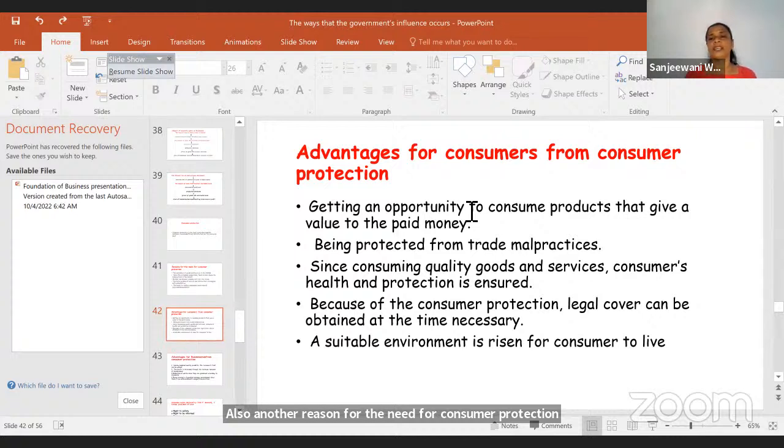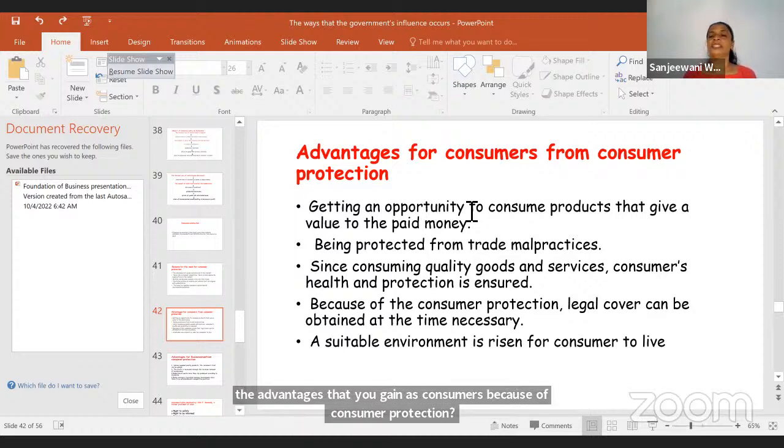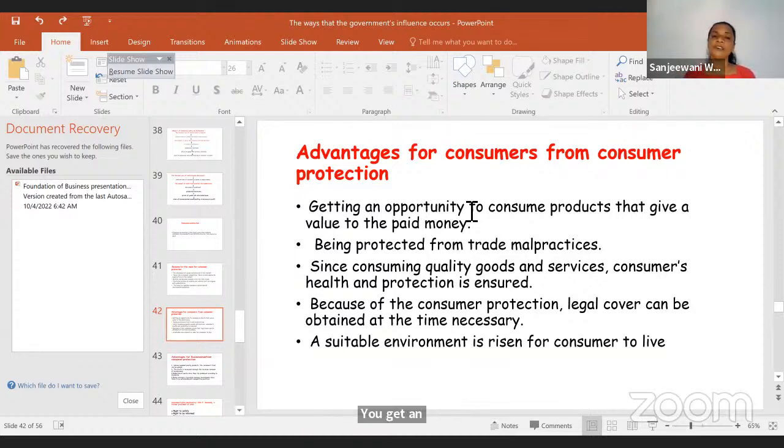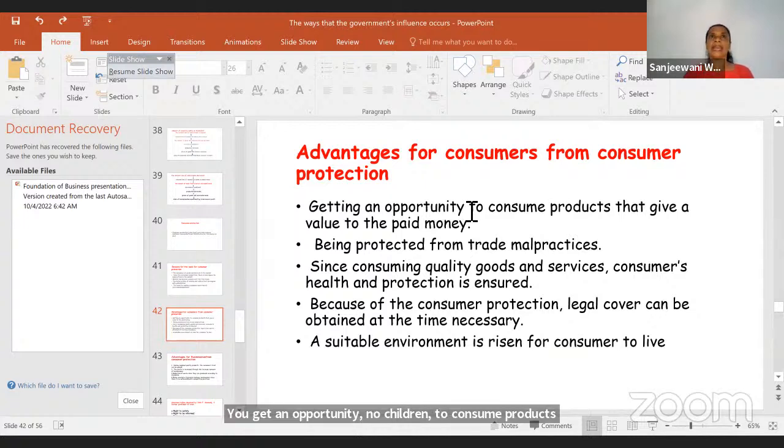advantages for consumers from consumer protection. So what are the advantages that you gain as consumers because of consumer protection? You get an opportunity, children, to consume products that give value for the money paid. If you are paying and you get satisfaction for the amount that you paid, that is an advantage you gain as consumers. And being protected from trade malpractices is also another advantage.